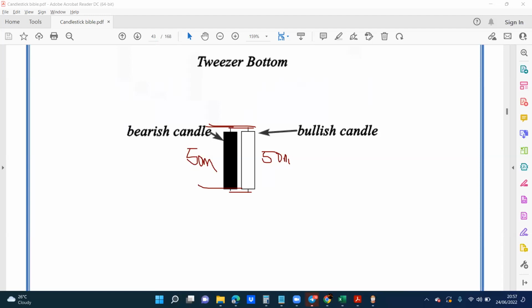So what do we do when we have indecision? Somebody put your answer in the chat box. What do we do when we are in a state of indecision? Buy, sell? What do we do? Put your answer in the chat box. Thank you. We wait. Why do we wait?